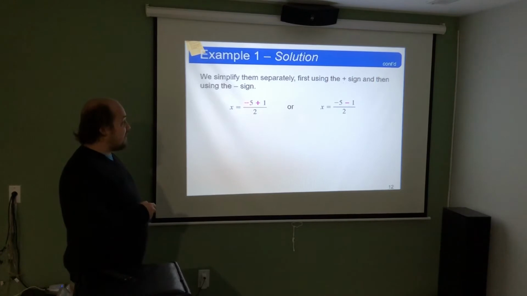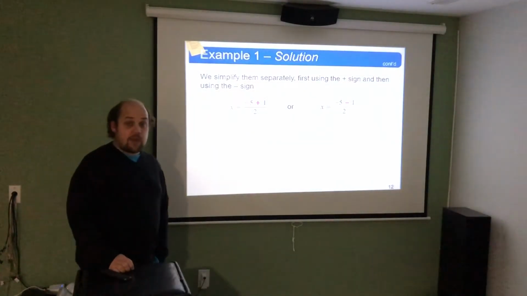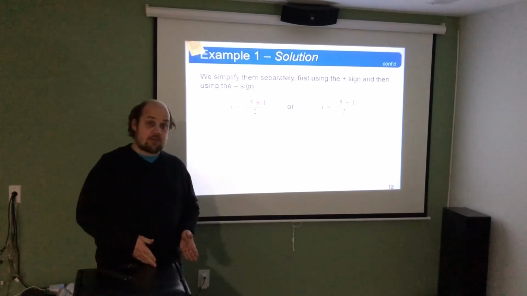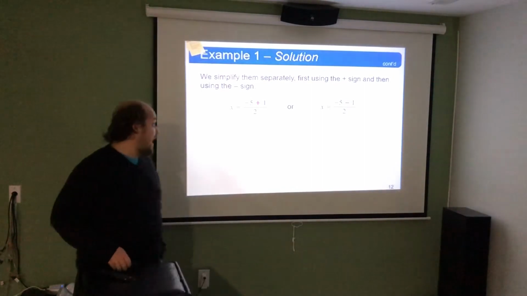For the positive answer, it's negative 5 plus 1 over 2. For the negative answer, it's negative 5 minus 1 over 2. So again, all we've done is taken what came out of the root, and one time on top we're subtracting it, one time on top we're adding it.